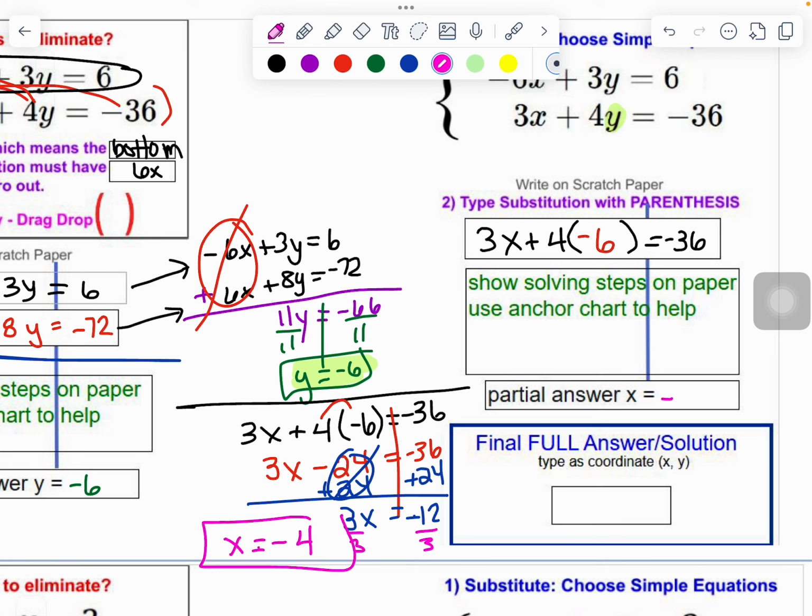Now, I'm going to go ahead and write that over here. So now that we have x and we have y, we always write our answer in a coordinate point. You can see that x has to come first right here. So we are going to write parentheses x is negative 4, comma, y was negative 6.